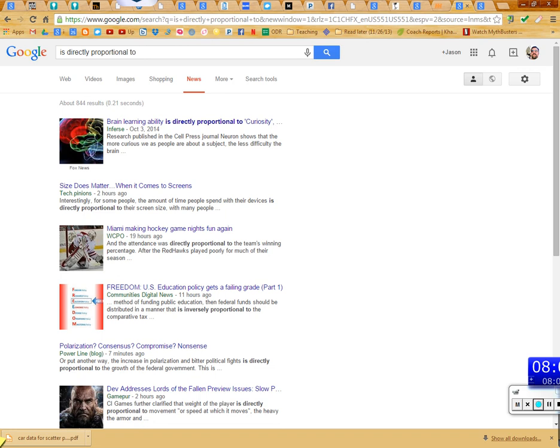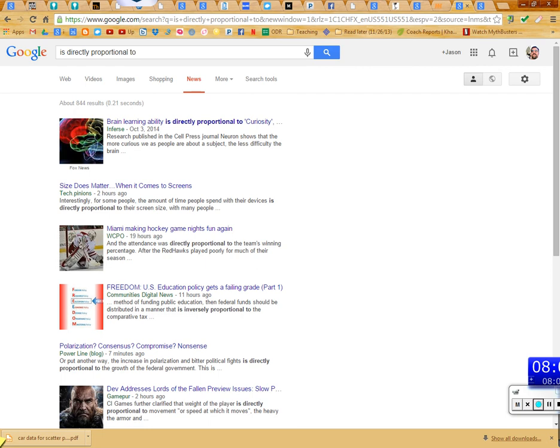The weight, like how heavy the player is, the avatar of the player, is directly proportional to the speed at which it moves. Oh, I get it now. I thought it was a gamer. Like, if you're 300 pounds sitting on your couch, you're going to move slower. No, like the avatar. So if your avatar is 300 pounds, you're going to move slower. Now wait a minute. You're saying if your avatar is heavier, you'll move more slowly. That makes sense. But look what it says. It says the weight of the player is directly proportional to the speed at which it moves.